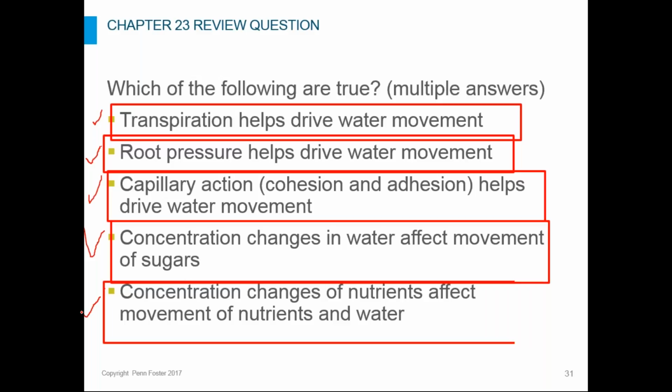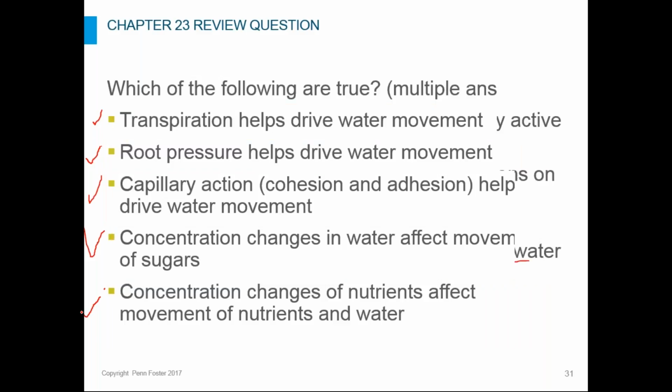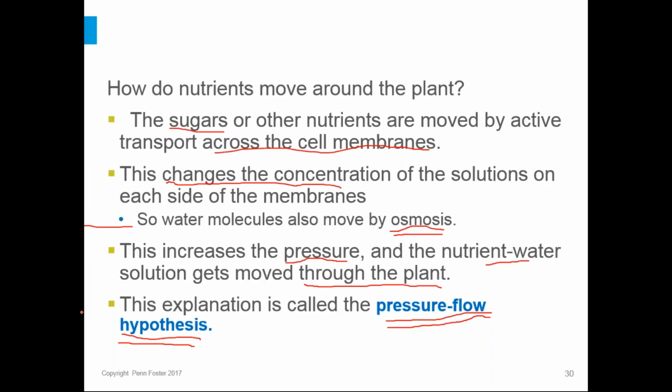I'm actually just going to go back to that slide for just a second. But overall, good job on that one. So again, the sugars moving makes the water move, and then the water moving makes the whole thing of the sugars and the water move together. And that whole thing is called pressure flow hypothesis. So it might be explained a little more clearly in the book. Definitely look up that topic and read about it.